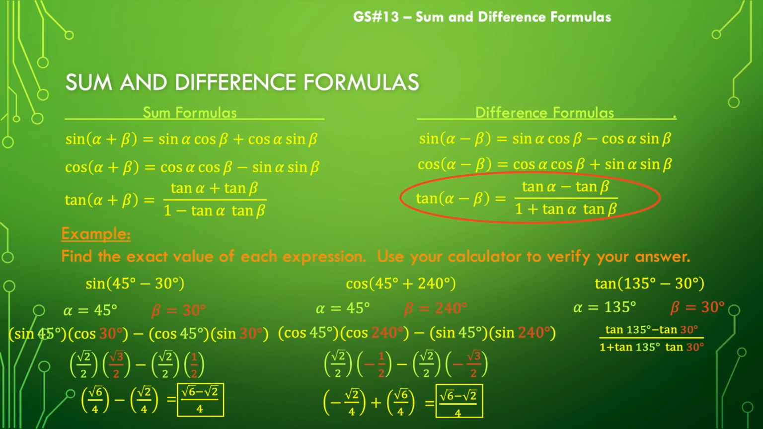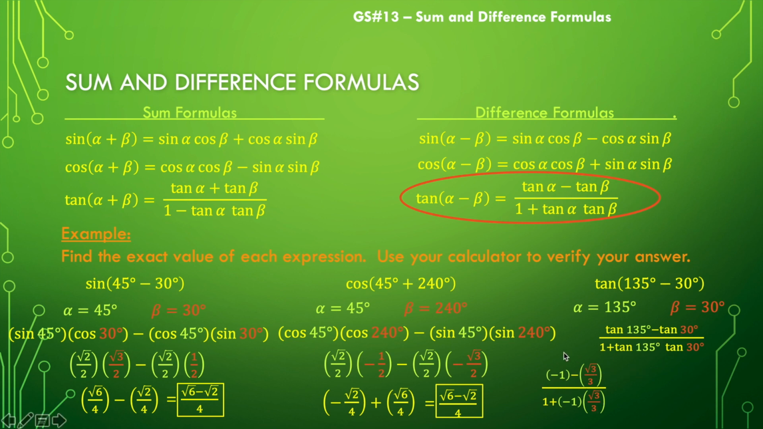So let's go ahead and evaluate. Hopefully you know that the tangent of 135 degrees is going to be -1. So I will go ahead and replace both of these expressions with -1. And the tangent of 30 degrees is going to be square root of 3 over 3. So let's go ahead and replace all of those.